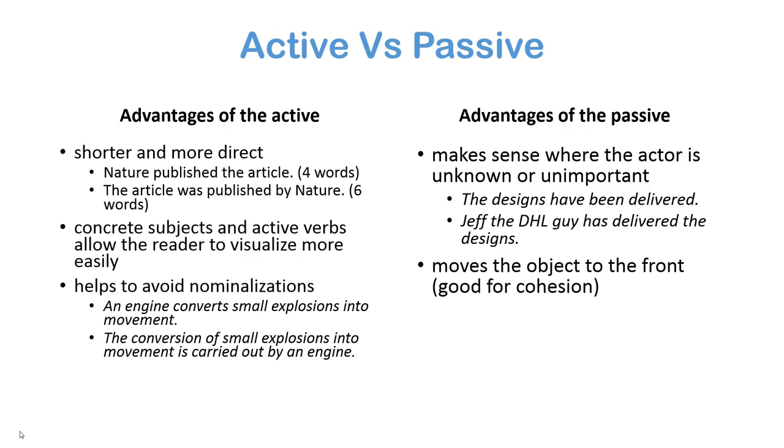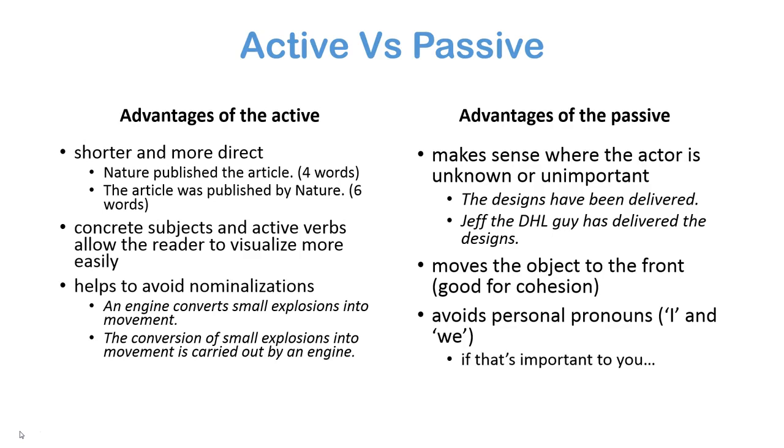Another advantage is that the passive moves the object of the sentence to the front, which is good for cohesion in some cases. If you want to link up the information to the previous sentence, it might be a good idea to use the passive so you can move your object to the front. And yeah, it avoids personal pronouns like I and we, if that's important to you. As we have established, personal pronouns like I and we are much more positively viewed in the English-speaking academic world than they are, for example, in Germany.